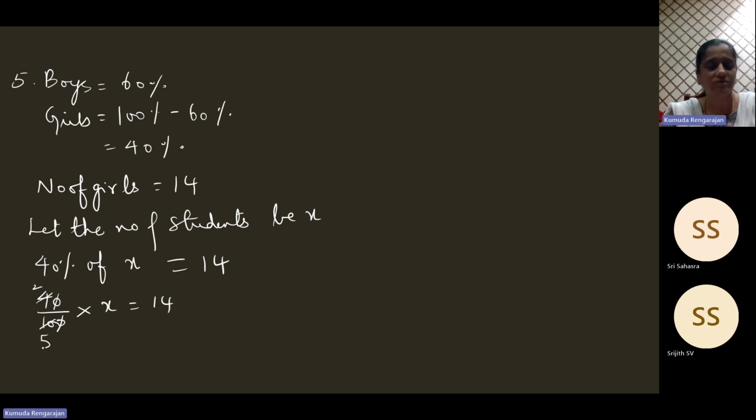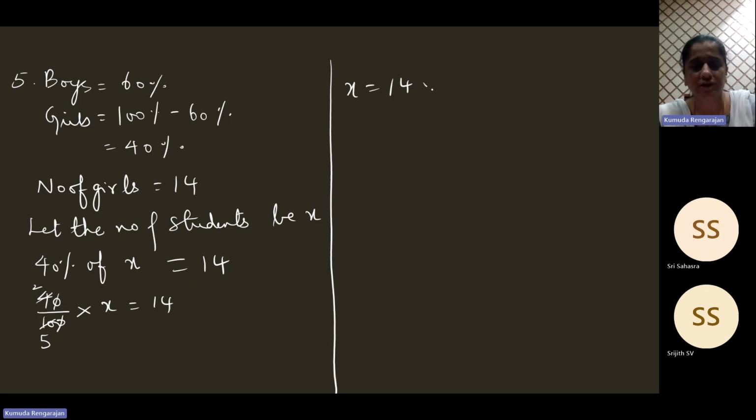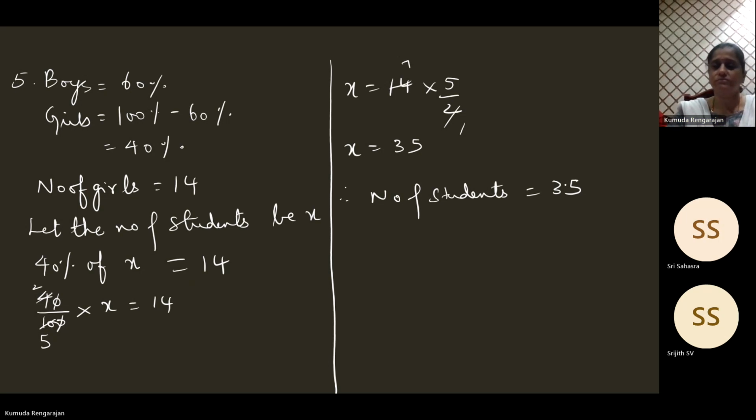So x is equal to 14 into 5 by 2, which is 35. Therefore, the number of students in the class is equal to 35. Number of girls is equal to 14, so number of boys is 35 minus 14, which is 21.